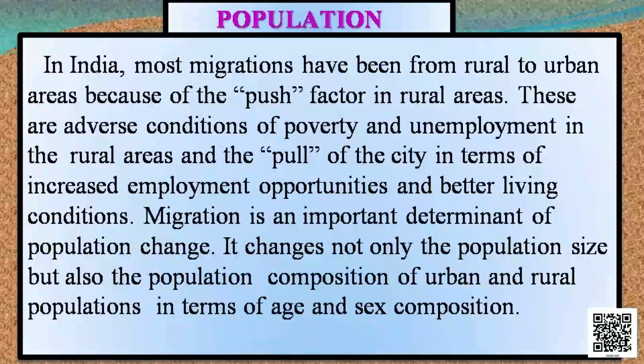The people living in the rural area are in a very bad state of condition, that is, in adverse poverty, and due to unemployment, that makes the rural people move on to the city or the town areas, by which the pull of the city, in terms of increased employment opportunities and better living conditions, makes people start migrating from the rural to the urban areas.